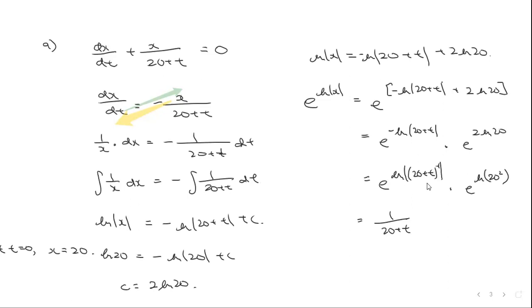And because t is positive, the absolute value of that is positive, times 400. And on the left-hand side, e to the log, again x is positive, so that's always going to work. So that's going to be x. So in other words, x = 400/(20 + t). And that's that part.